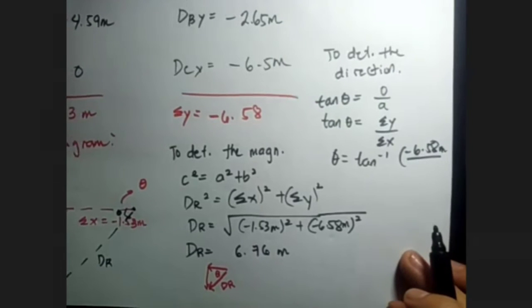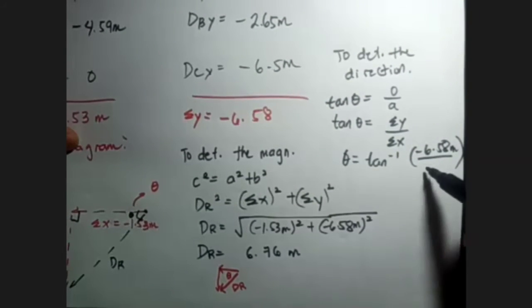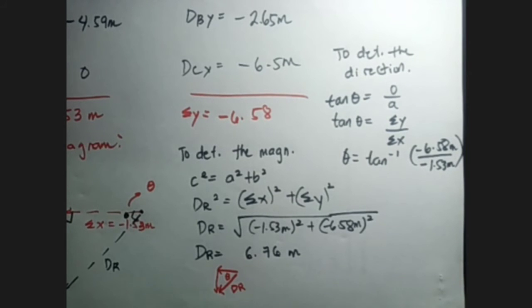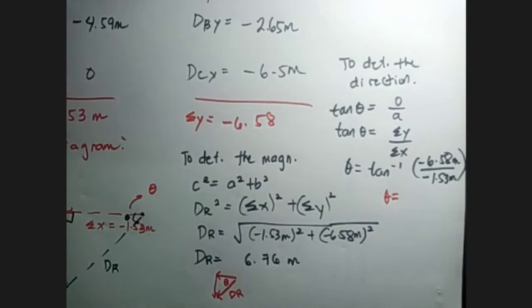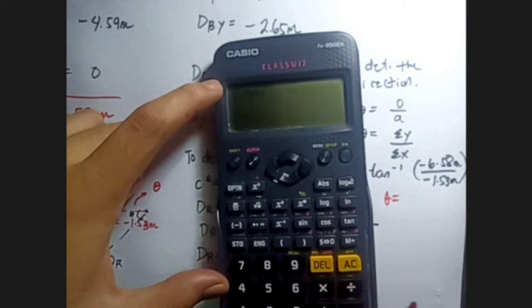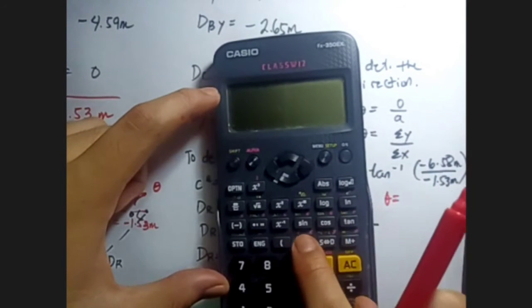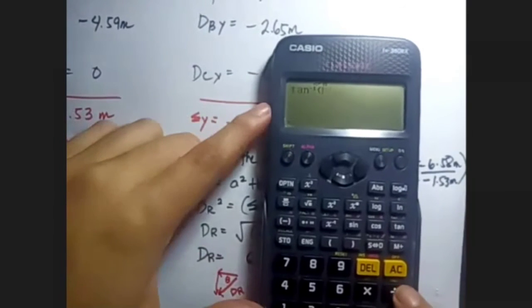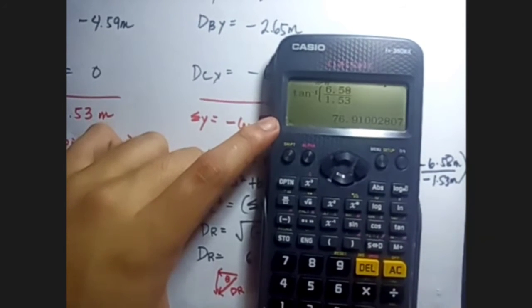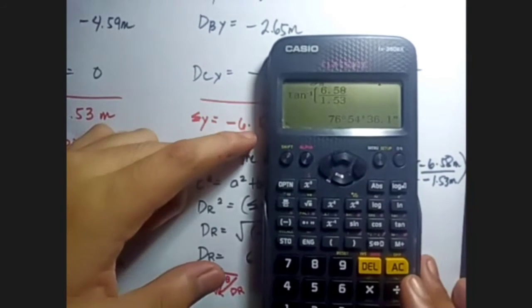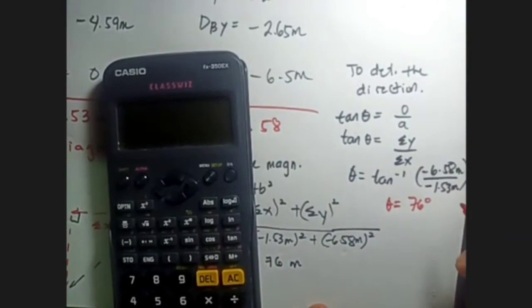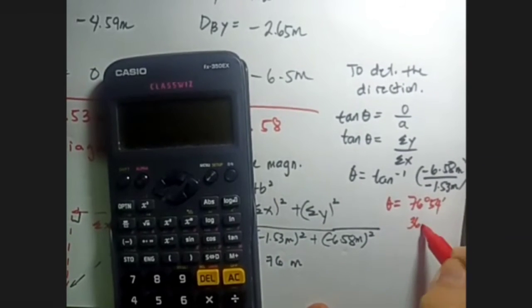meters. Ayan. Pakita ko lang sa inyo. And then we have negative 1.53 meters. Okay. Gamit na ako ng red ball pen para hindi kayo malito, no? So we have the theta. Okay. So first one, negative divided by negative, that is positive. So shift tangent, 6.58 over 1.53. That is equivalent to that angle. So by the degree minute second, our answer, the angle will be 76 degrees, 54 minutes and 36.1 seconds.